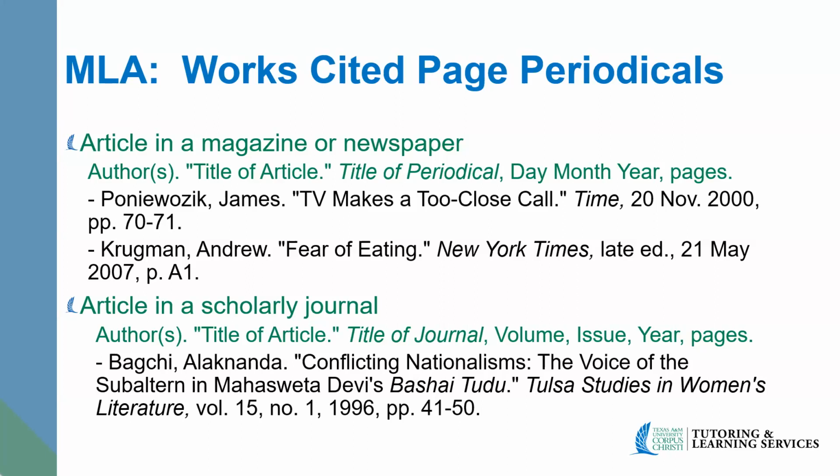All righty, moving down to article in a scholarly journal, we have the authors, the title of the article in quotations again, the title of the journal, and then we have the volume, the issue, the year, and the pages. So in our example, we have Bagchi, Alaknanda as our names. And then in quotation marks is our title. After our title, we're going to have the title of the journal, which is Tulsa Studies in Women's Literature. After that, we'll have the volume number, volume 15, number 1. After that, we'll have the year. And then finally, we'll end with the page numbers, which is going to be pages 41 through 50.